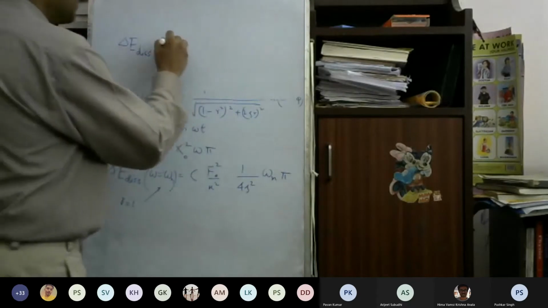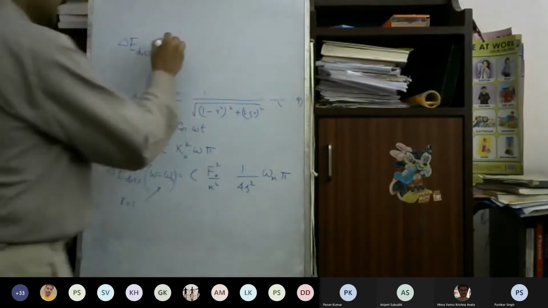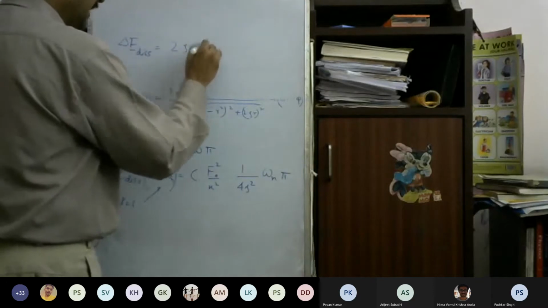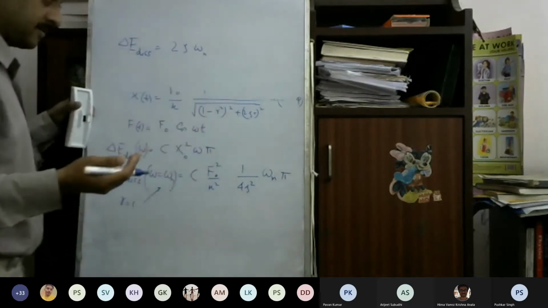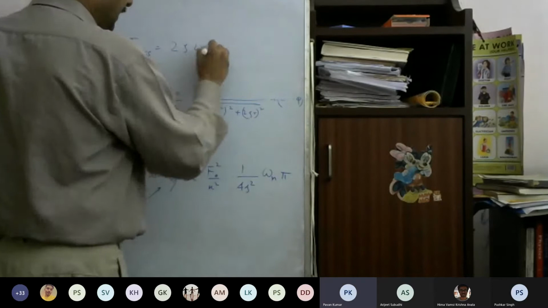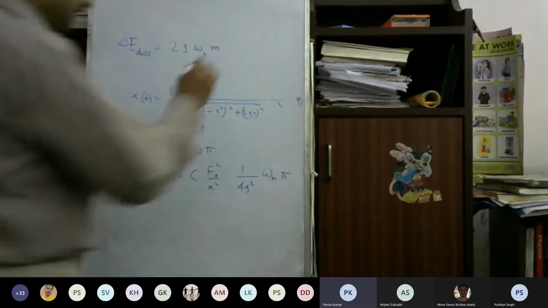What will happen? C equal to 2 zeta omega n times m. I know that C is equal to 2 zeta omega n times m. C by m will be equal to 2 zeta omega n. So therefore C times m. Yes, sir, that m was missing. m is there.